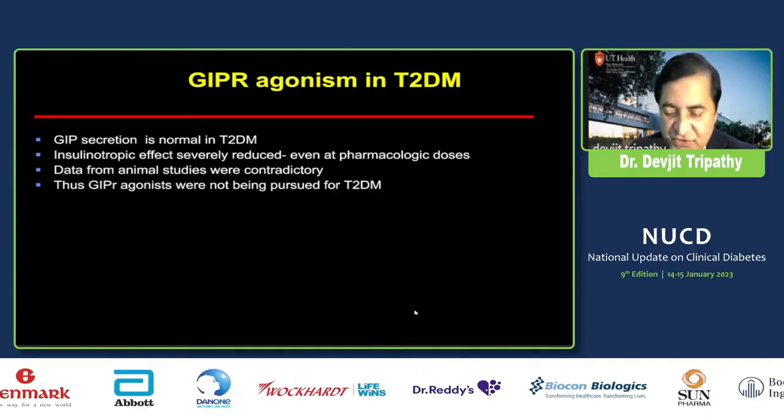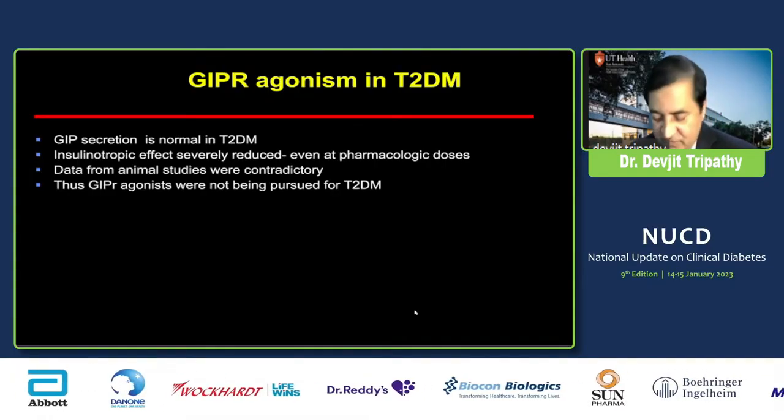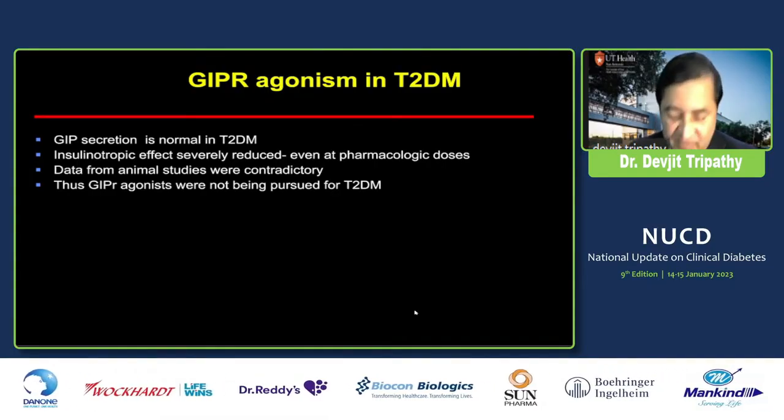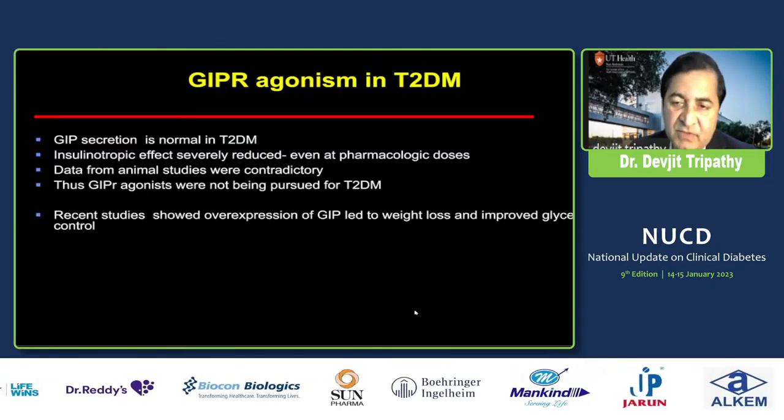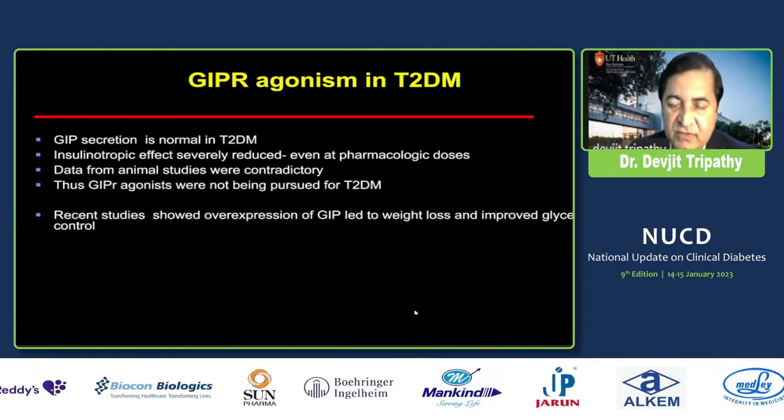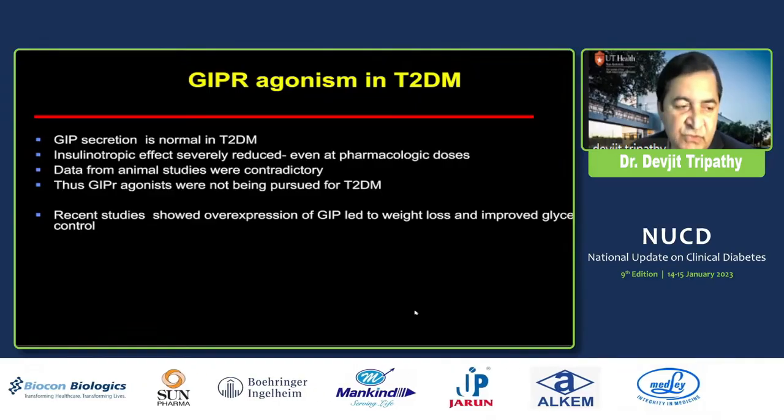All the studies were mostly on GLP-1 agonists because GLP-1 agonists are very potent in weight loss and improving glycemic control. However, recently, it has been shown that in animal models, if you overexpress GIP, it leads to weight loss and improved glycemic control.